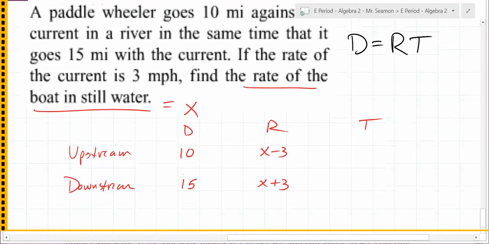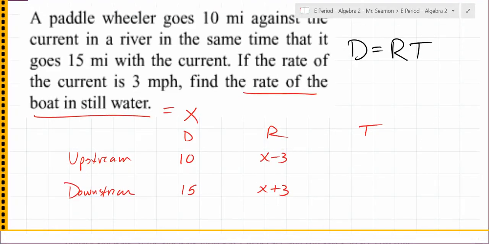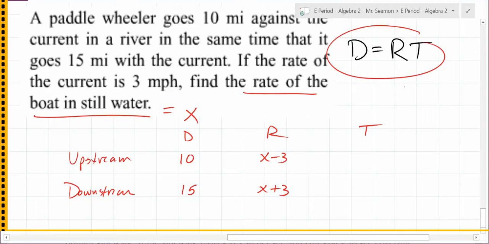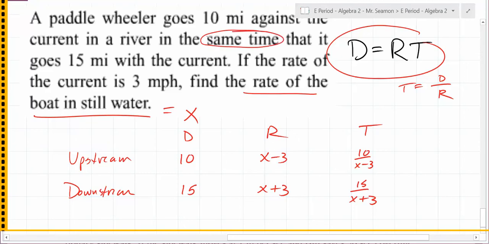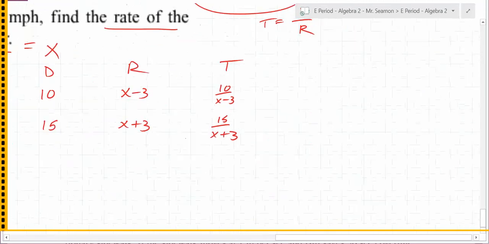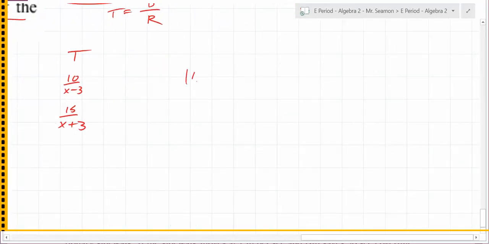Now, here's the deal. At this point, we're going to fill in time. On this equation right here, what does time equal? D times R? Oh, wait, nope. D over R. Time is equal to D over R. So what is time going to be here? 10 over X minus 3. And what's this one going to be? 15 over X plus 3. And what do you know about the time of these two trips? Look at this. You see this phrase? Same time. So what equation can you write, Mar? 10 over X minus 3 equals 15 over X plus 3.